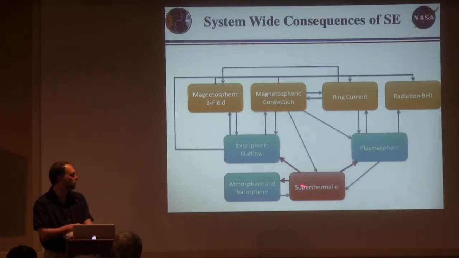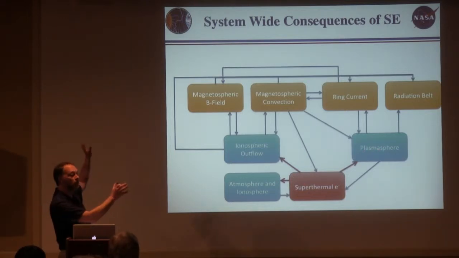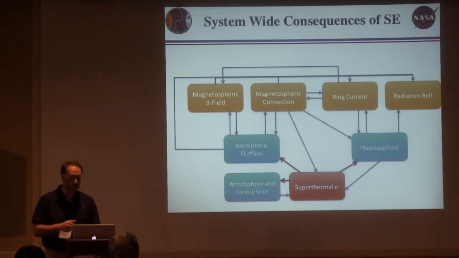So these purple lines out here are where the superthermal electrons are interacting directly, but indirectly they have a much broader range of where the influence happens.